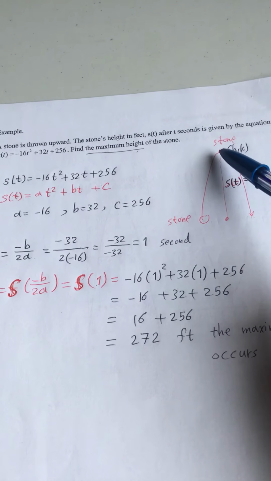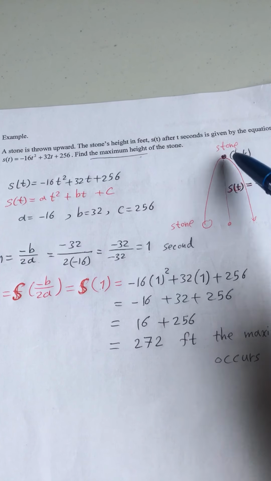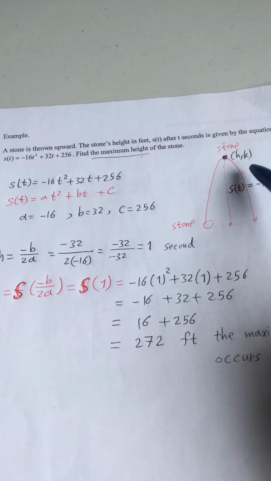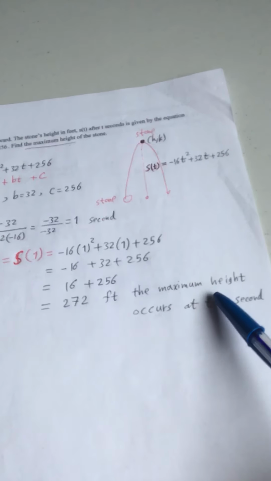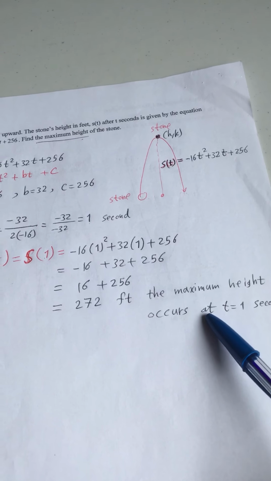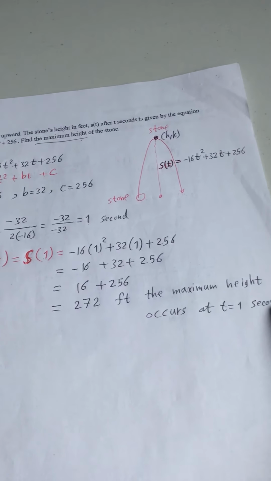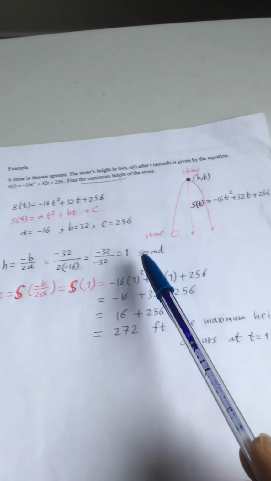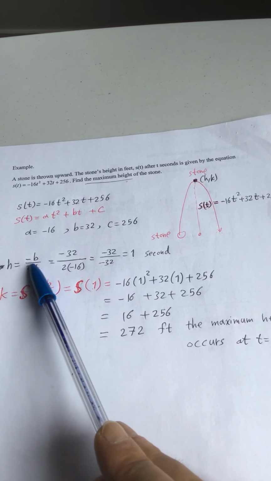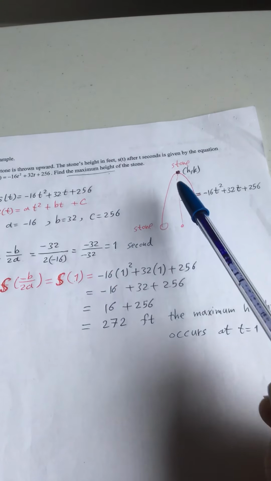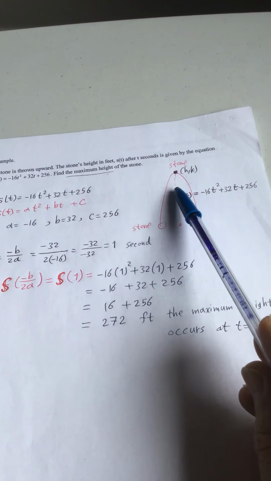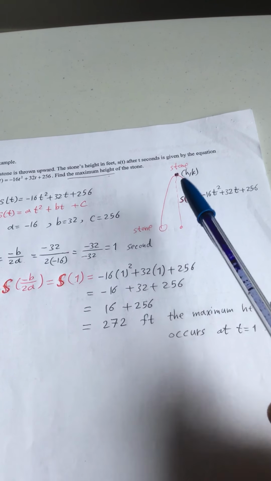So this height is 272, this is k. The maximum height occurs at what time? At t equal to 1 second. So here the time, which is h, equals 1 second. This maximum height occurs after 1 second.